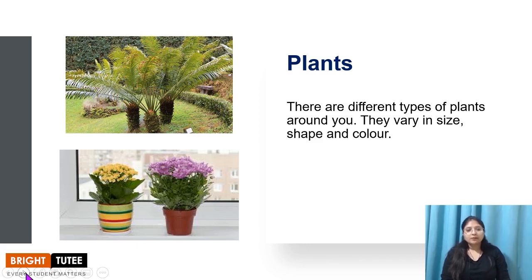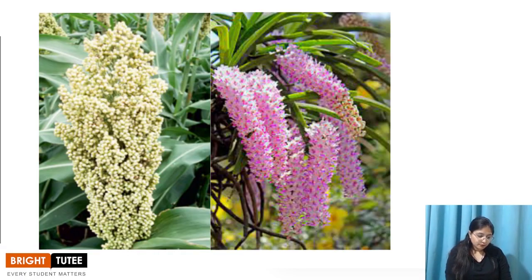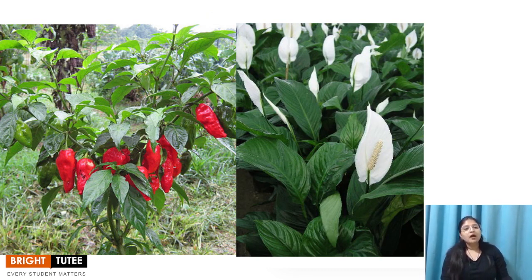As you can see in this picture, there are different types of plants around you that vary in size, shape and color, right? The flowers are different colors, right? Then you can see that these plants are quite small as compared to this one. Then you must observe that there are even bigger plants than these ones which you are seeing.